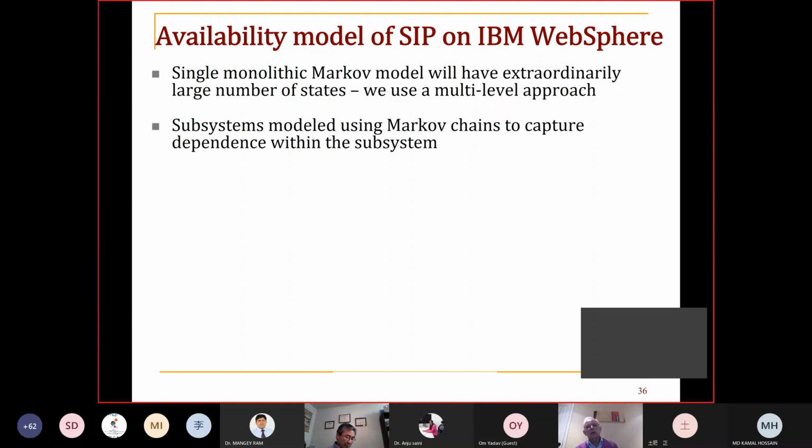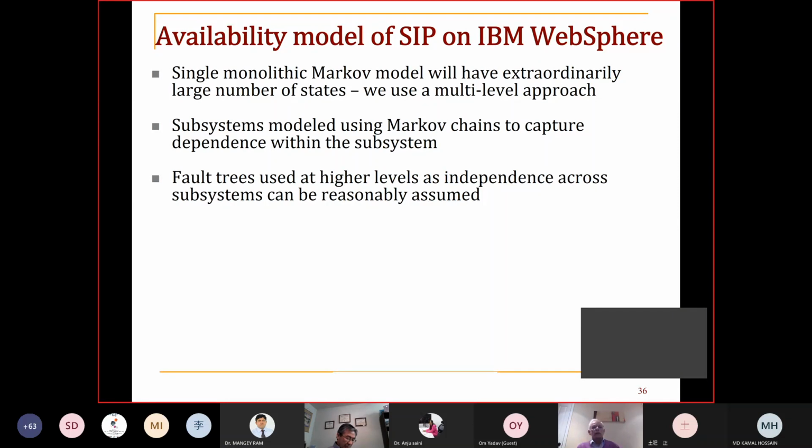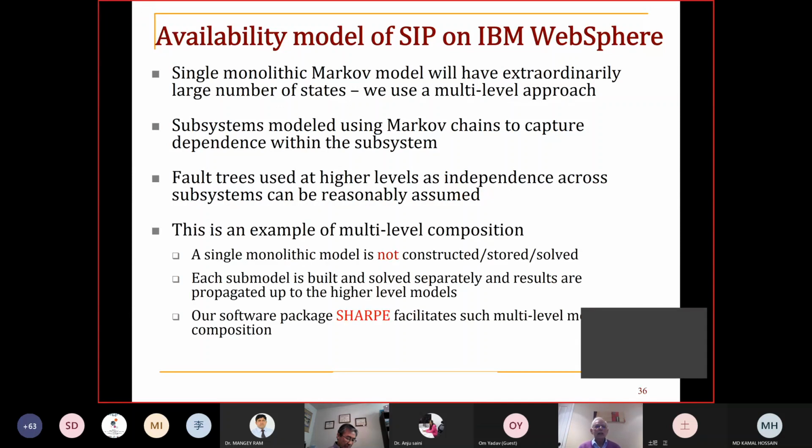Subsystems are going to be modeled using Markov chains to capture dependence within the subsystem, and fault trees are going to be used at higher levels, as independence across subsystems can reasonably be assumed. So this is an example of multi-level model composition. A single monolithic model is not constructed, stored, or solved. Each submodel is built and solved separately, and results are propagated up to the higher-level models. And our software package SHARPE, where H stands for hierarchy, facilitates such multi-level model composition.